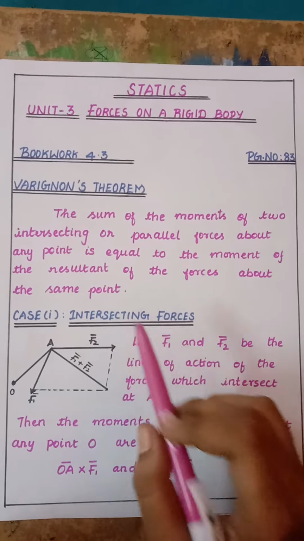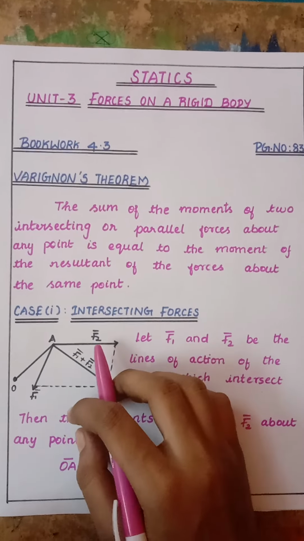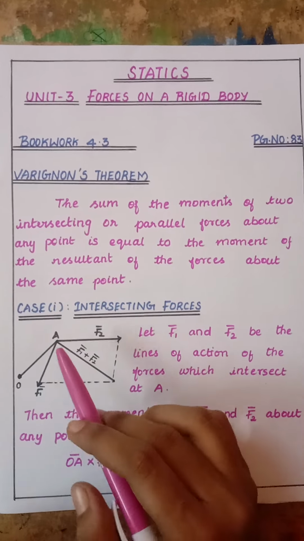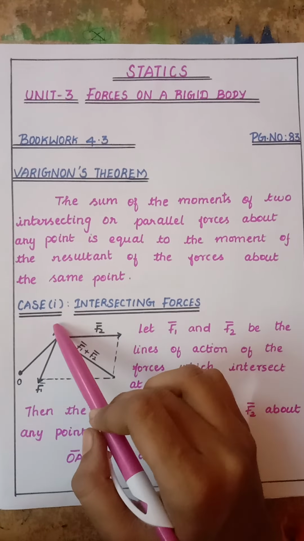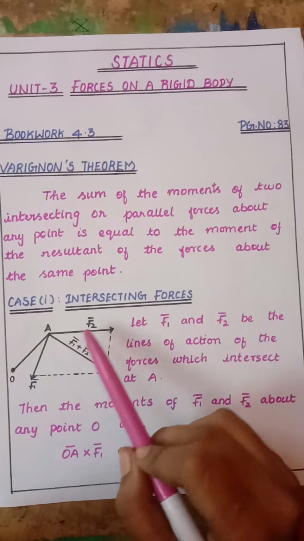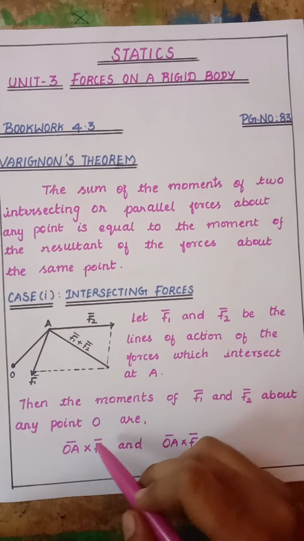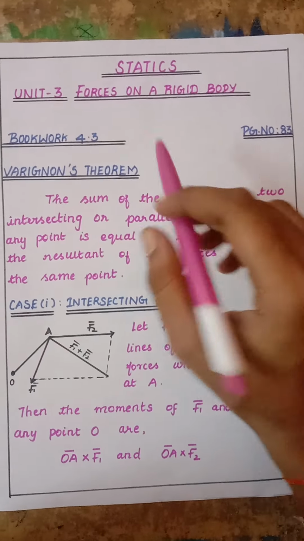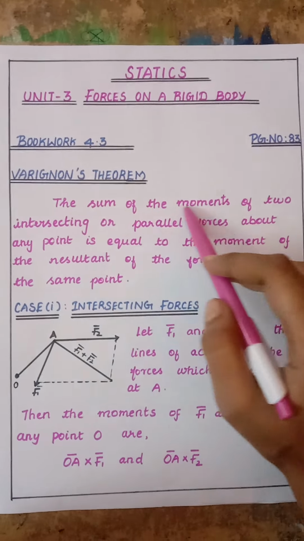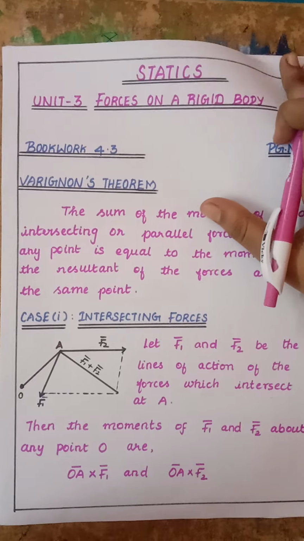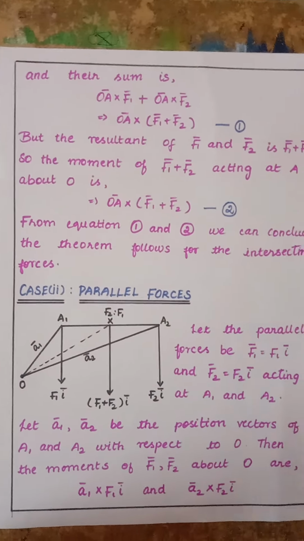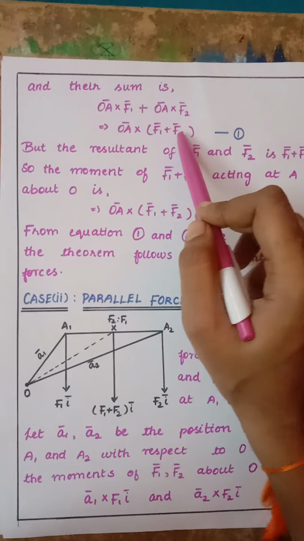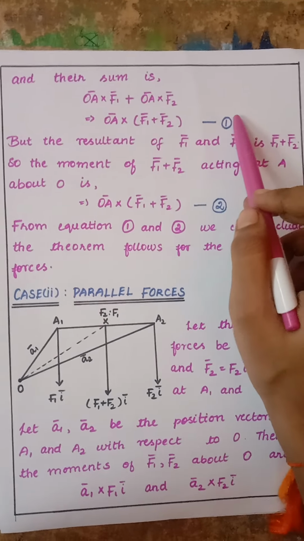First, I take intersecting forces. Let us consider the diagram. Let F1 vector and F2 vector be the lines of action of forces which intersect at A. Then the moments of F1 and F2 about O are OA vector cross F1 vector and OA vector cross F2 vector. According to the statement, we need to sum the moments of two forces. So now we get OA vector cross (F1 plus F2) vector. Mark this as equation 1.